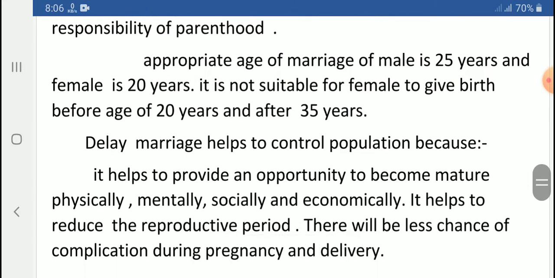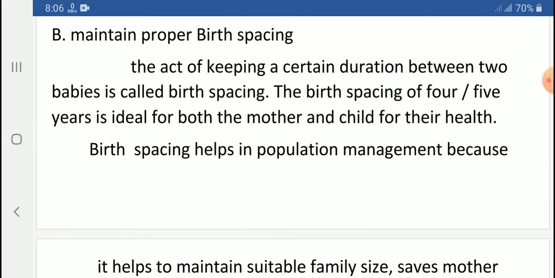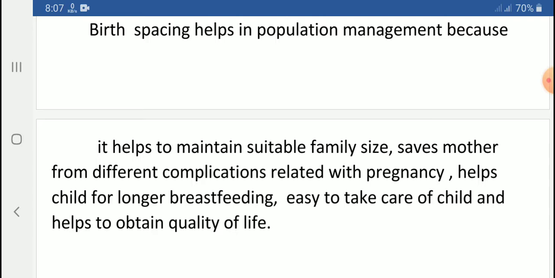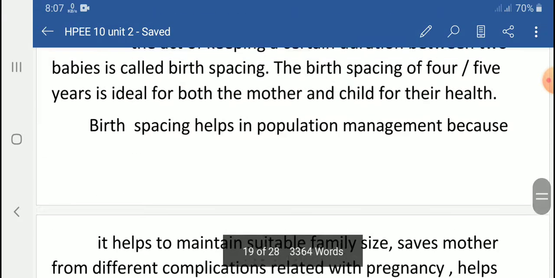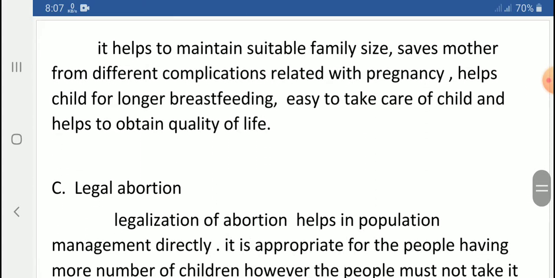You can see here. Next is maintaining proper birth spacing. The act of keeping a certain duration between two consecutive births is called birth spacing. Birth spacing of 4 to 5 years is ideal for the health of both mother and child. Maintaining birth spacing helps manage population because it helps maintain a suitable family size, saves the mother from complications related to pregnancy, helps the child have longer breastfeeding, makes it easy to take care of the child, and helps obtain quality of life. That's why maintaining proper birth spacing is very important, and it is a direct measure of population management.